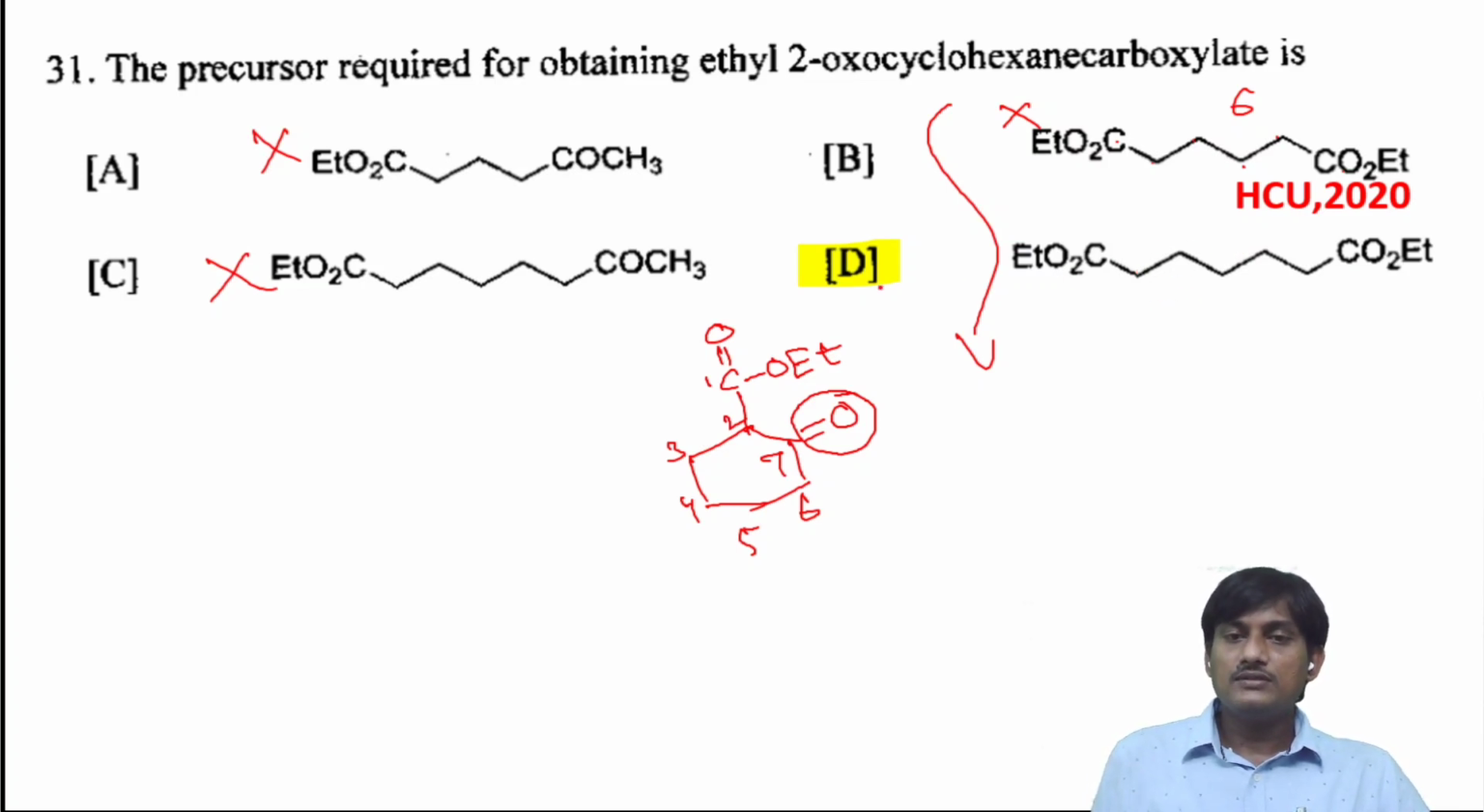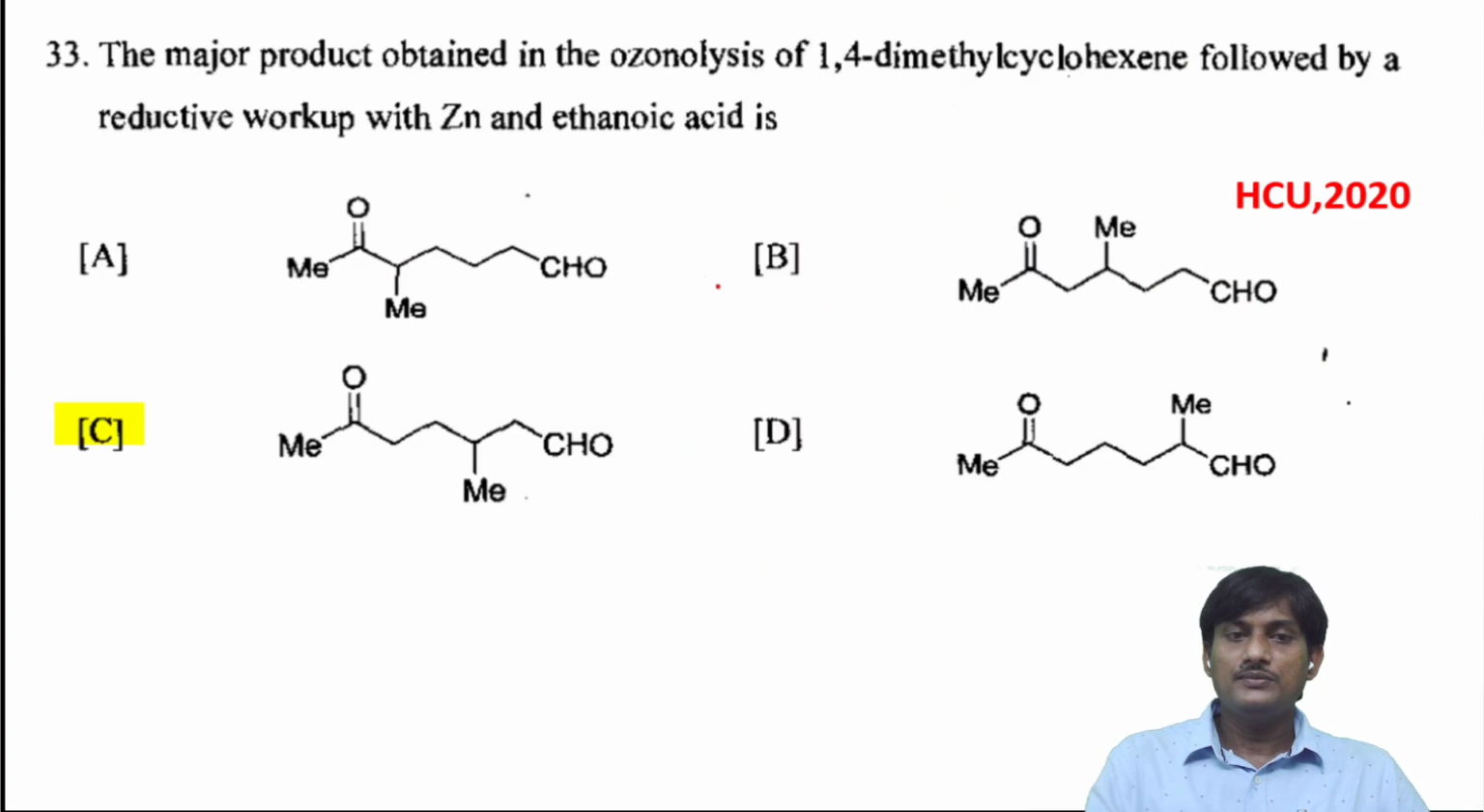So this one will give the 2-oxocyclohexane carboxylate. When you treat with C2H5O minus, first there is a formation of carbanion at this position or at this position, and this one attacks on CO2Et, and there is a cyclization. After that, there is a removal of OEt. You will get keto group at this position. So this is the correct option.